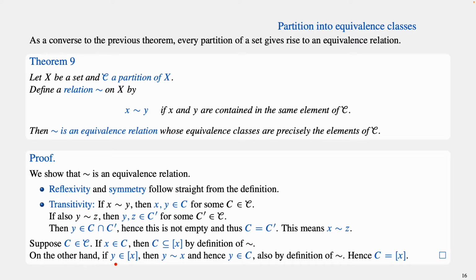But on the other hand, if we pick any element y from the equivalence class of x, this means by definition that y and x are equivalent, and again by definition of this relation it means that y is contained in the same element of the partition as x is, which is C, so y is an element of C, and this means that also the equivalence class of x is contained in C, and this means C is identical to the equivalence class of x. And in this way we have shown that each element of the partition is an equivalence class.